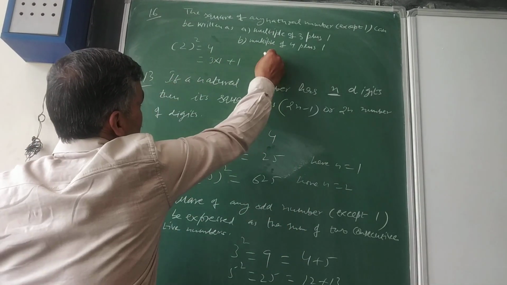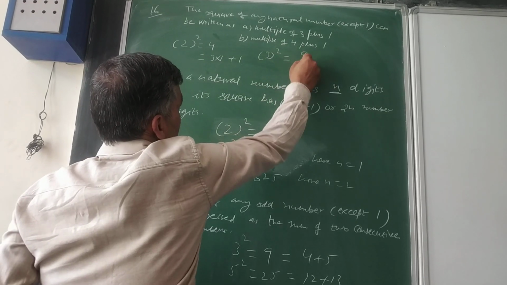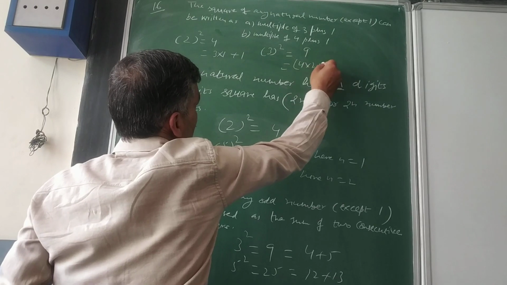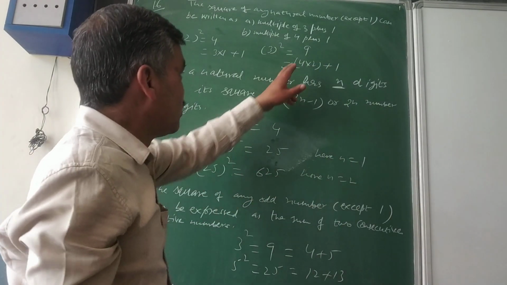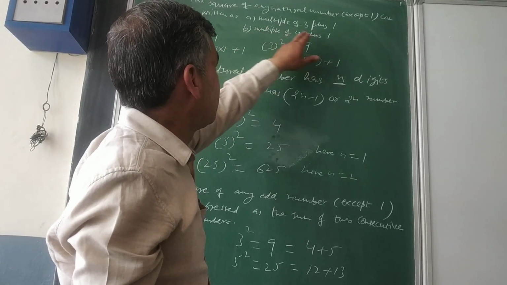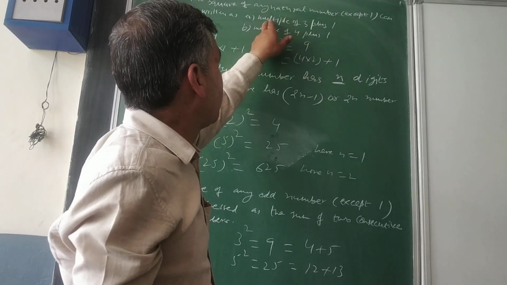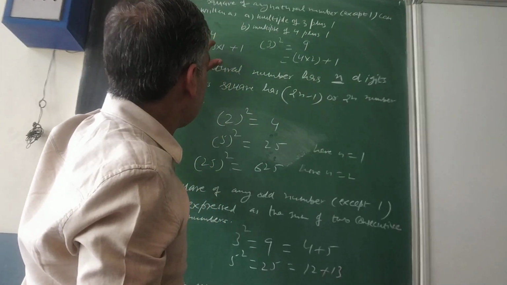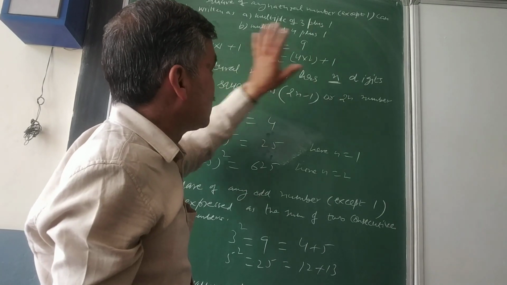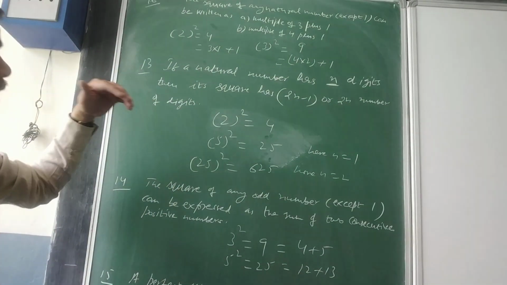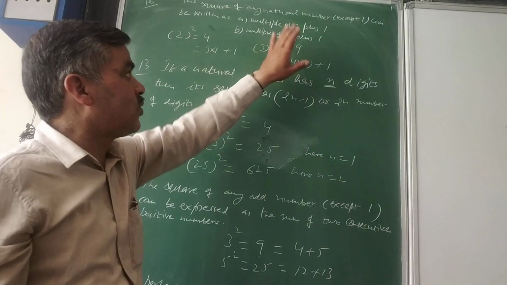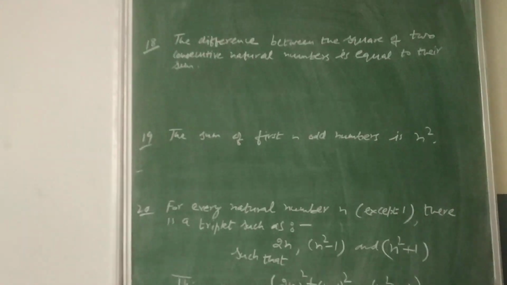If I am talking about, suppose, 3 square, that is equal to 9. If I express that in terms of a multiple of 4, it is 4 into 2 plus 1. So that is a multiple of 4 plus 1. Either in this format or in this format. So the square 4 can be expressed as a multiple of 3 plus 1, or 9 can be expressed as a multiple of 4 plus 1. So these two are the possibilities for any perfect squares. Here I have given you the example of 4 and 9.